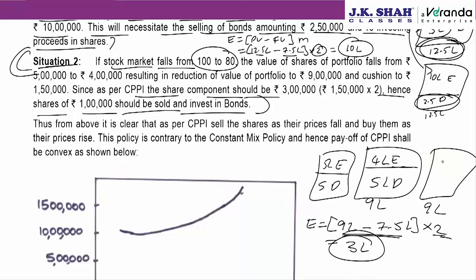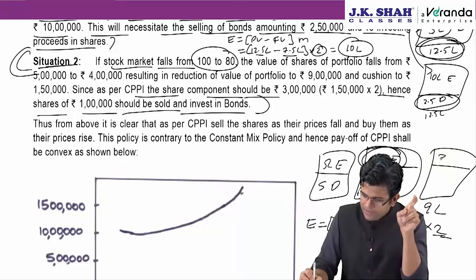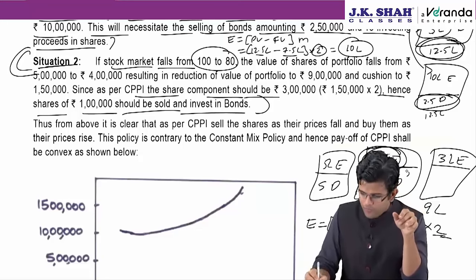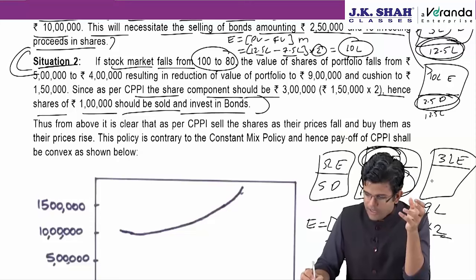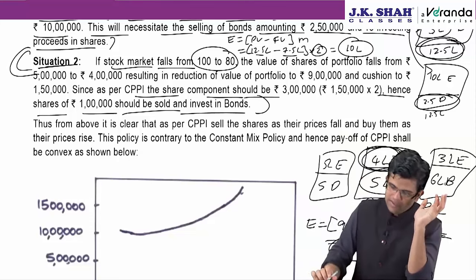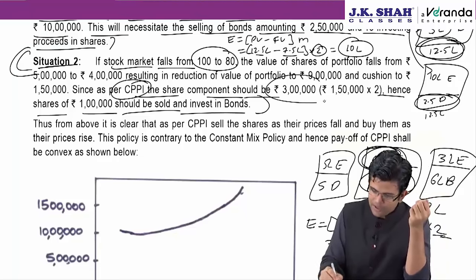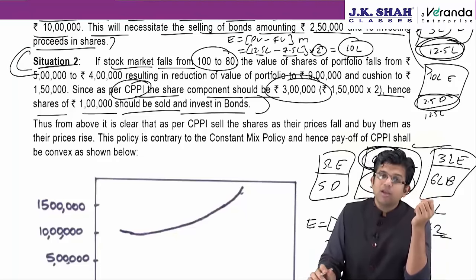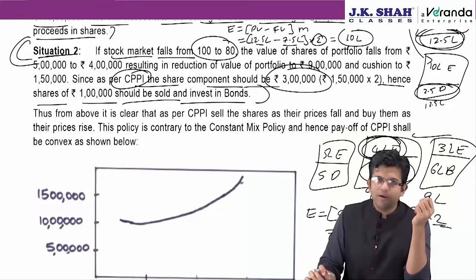For this to go to 3 lakhs, you'll have to sell your equity shares worth 1 lakh, and therefore it goes down to 3 lakh of equity, and that 1 lakh that you got, you have to put in the portfolio of bonds, which will go up to 6 lakh, correct? Bond or debt, whatever. Yes, so that is what they are saying. As per CPPI, the share component should be 3 lakhs. Students, I hope you understood CPPI also.